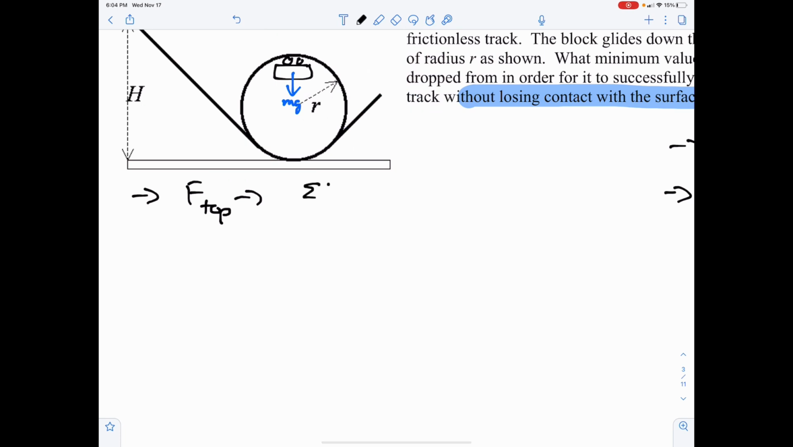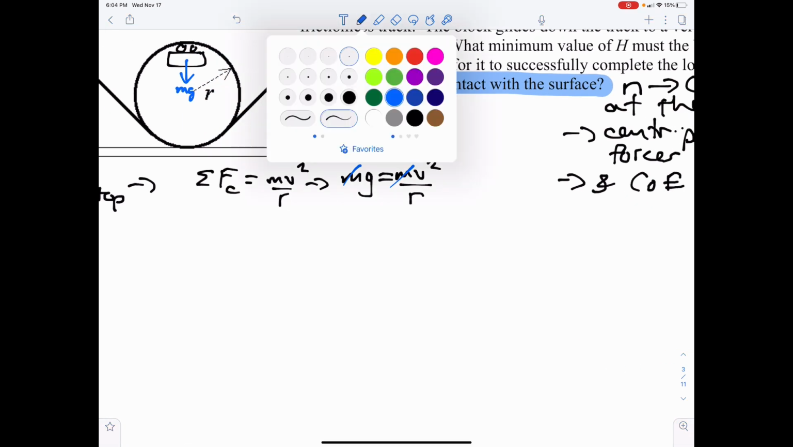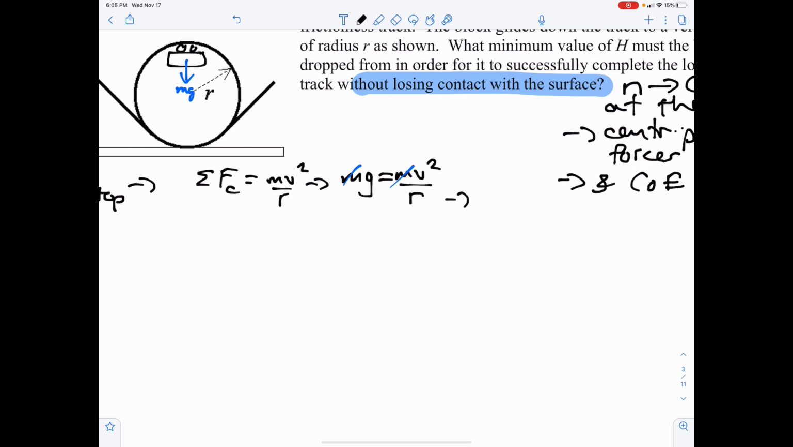So this means the net centripetal force is equal to mv squared over r. Well, the net centripetal force in this case is mg, the weight. So we have mg equals mv squared over r. Masses cancel, and if you multiply by r, we can see that v squared is equal to g times r.